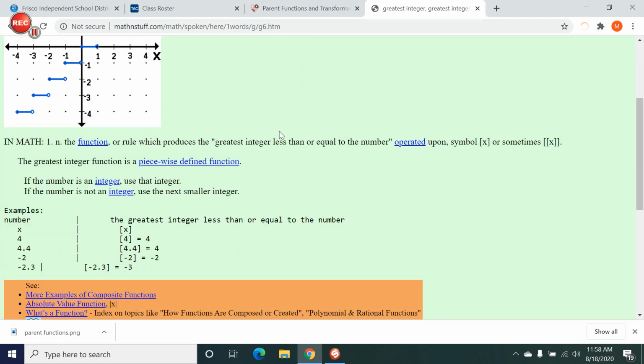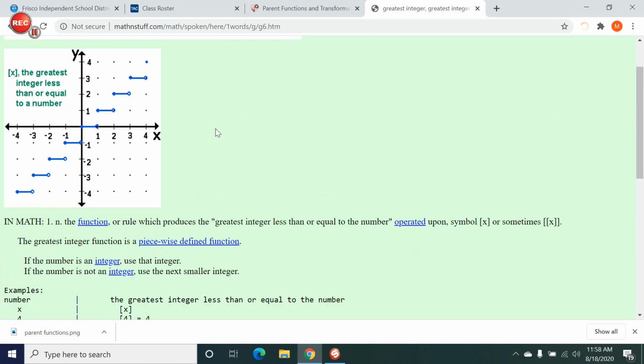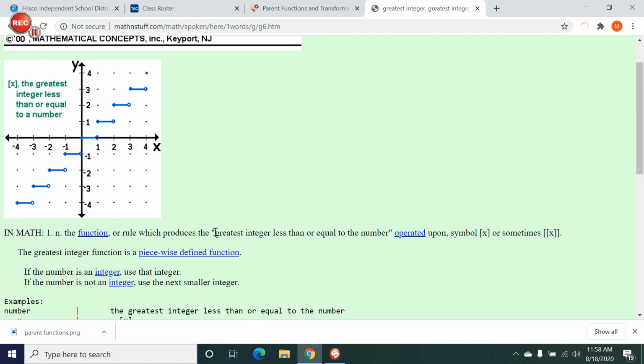Okay. So first of all, it says the greatest integer function is a piecewise function. As you can see, it's made up of a bunch of pieces. And here's really the definition I wanted you to look up. It's basically a rule, and it is the greatest integer that is less than or equal to the number. Okay, so let's go back to the graph and see what that means.